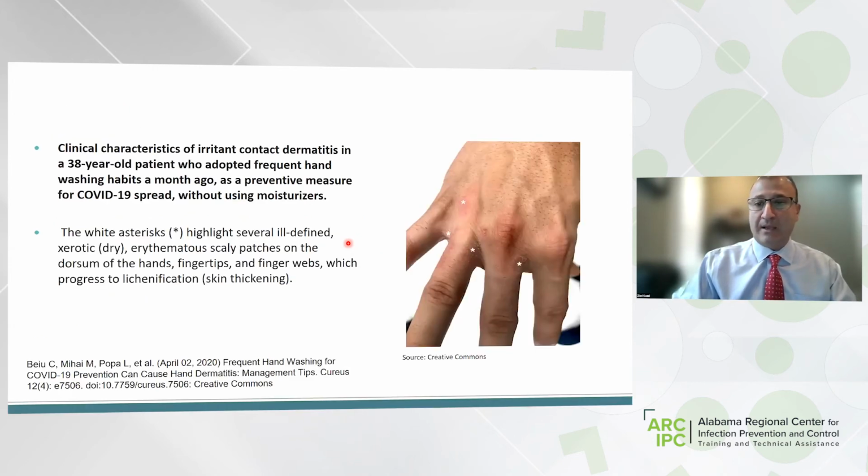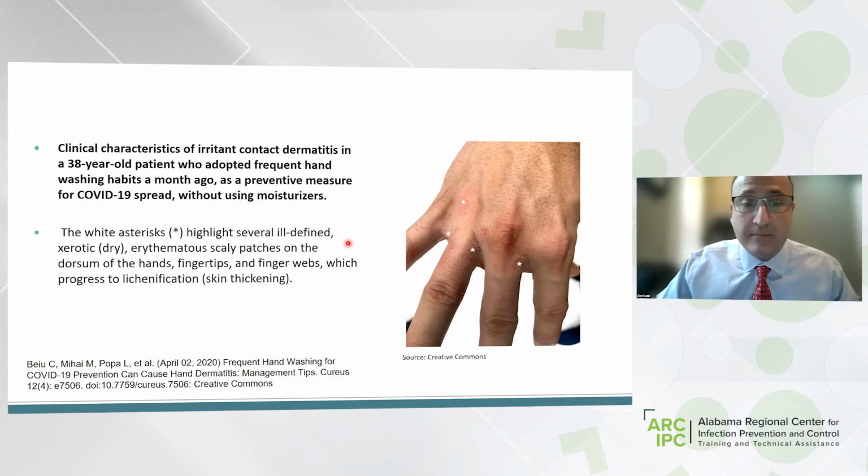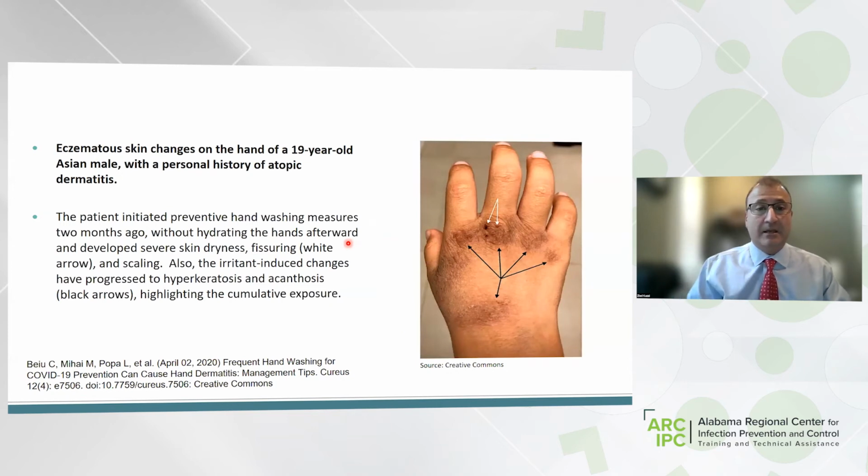Look at your hands right now and see if you find any of these lesions on your hand. These are lesions that happen from frequent hand washing, frequent application of sanitizers, in addition to chemicals. You can find here in the white asterisks several ill-defined, dry, erythematous, scaly patches on the dorsum of the hands and finger webs. Some of these become thickened. Look at these dark lesions that you see here, as well as scaling, fissuring. This is all, again, in patients that are frequently applying hand sanitizers or chemicals or hand washing without appropriate hydration creams on them.